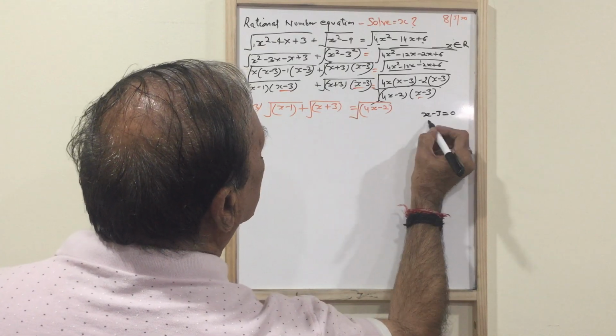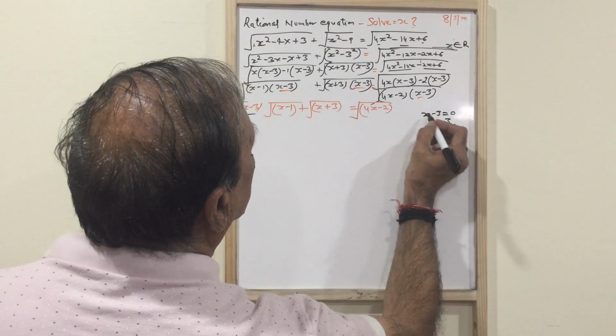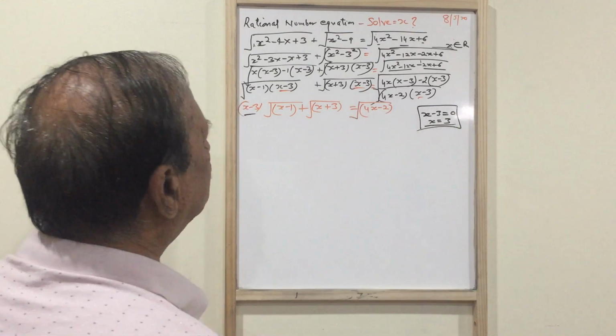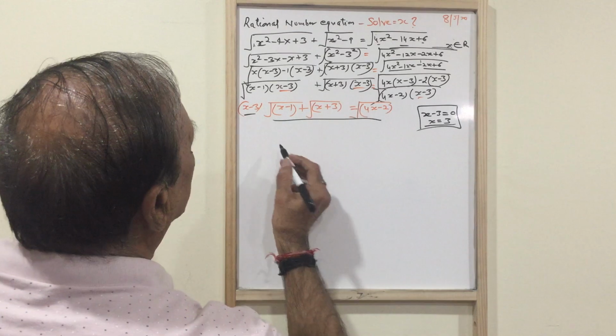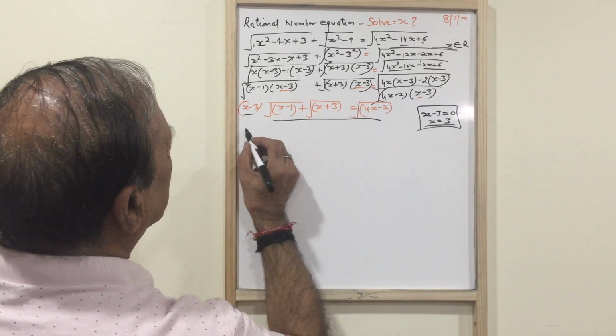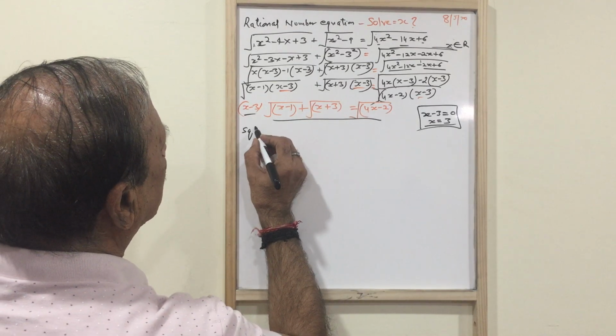So we have to find the value of x. Either we can put x minus 3 equal to 0, so x is equal to 3. This is one value of x. Now further we have to solve this equation. In this equation, what we can do is square on both sides.